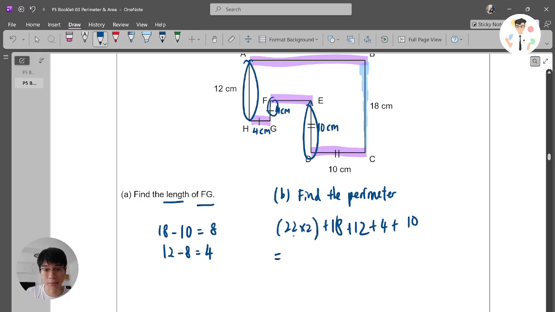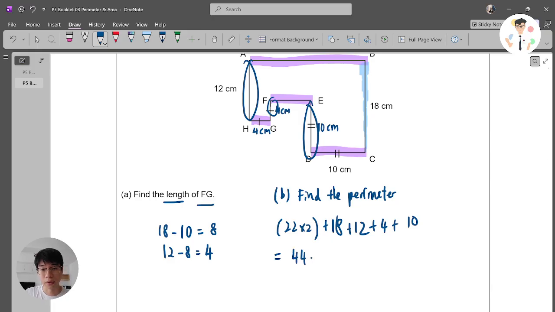So I will just add up together. 44 plus 18 plus 12 plus 4 plus 10. 18 plus 12 gives me 30. So 74, 78, 88. So the answer is 88. That's it. Final answer.